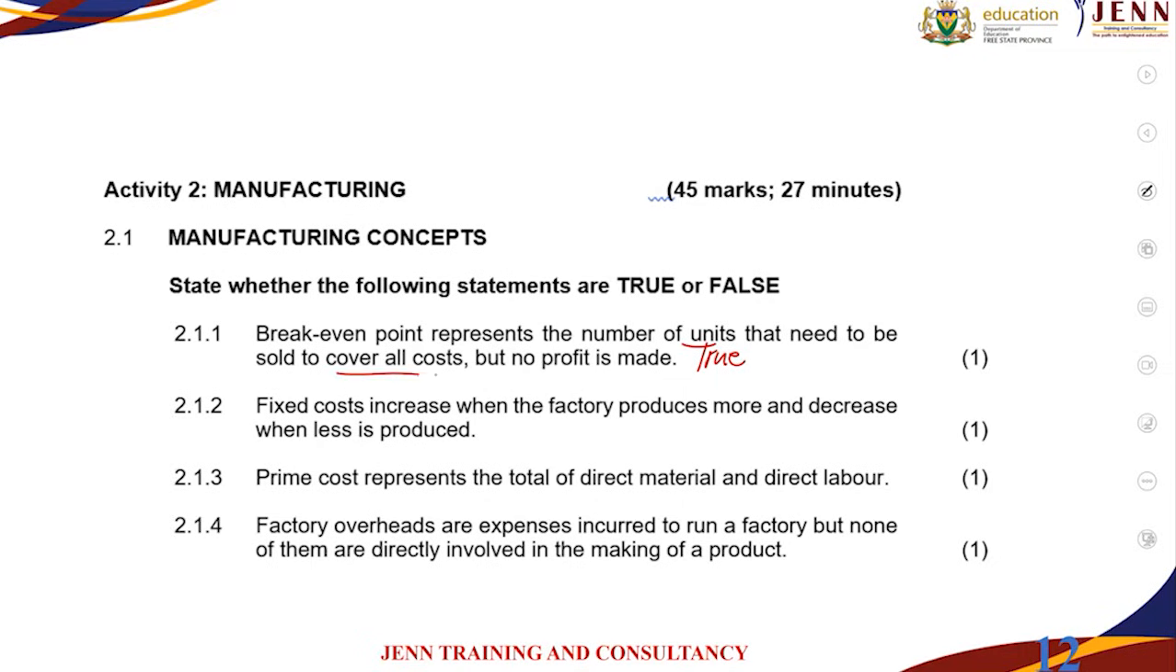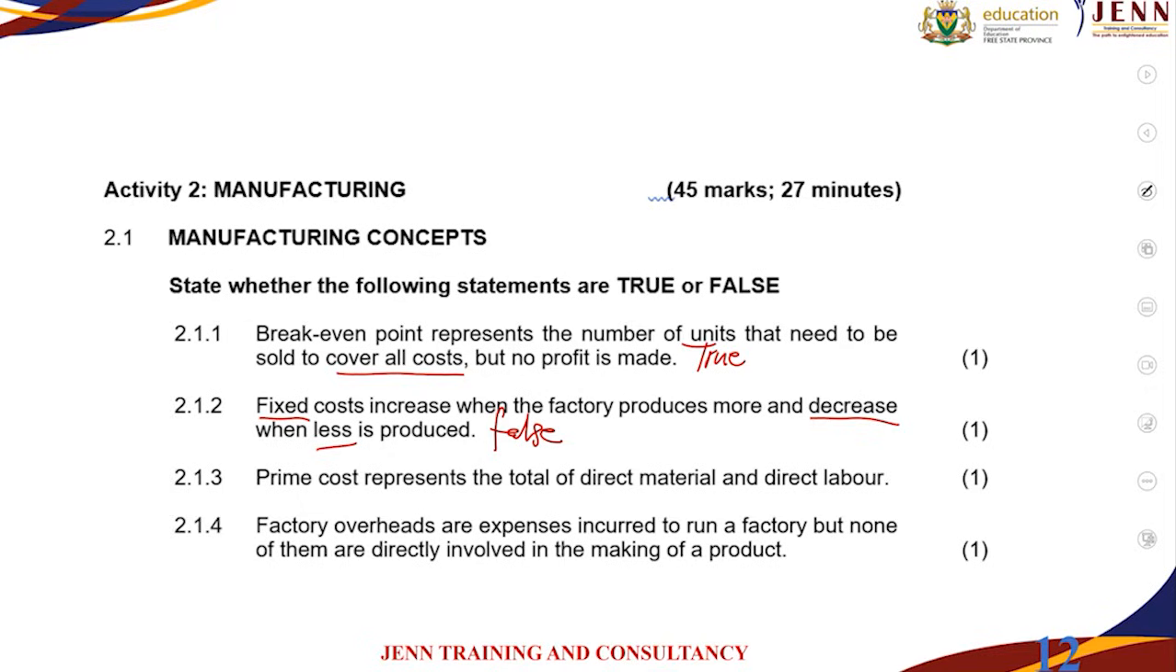And then 2.1.2, fixed cost increases when the factory produces more and decreases when less is produced. That is absolutely false. Why? Because they are fixed. They don't depend on the increase or decrease of the production. It doesn't depend on that. As long as we produce, we still have to pay. Whether we did not produce, we still have to pay. So the answer is false.